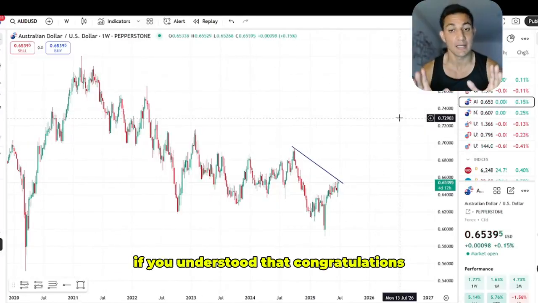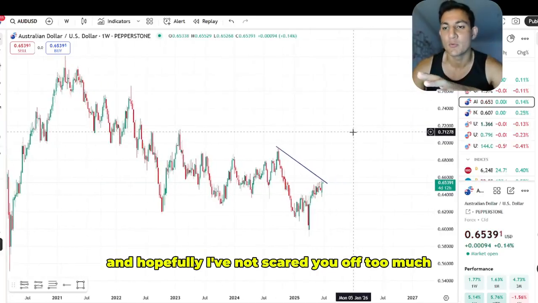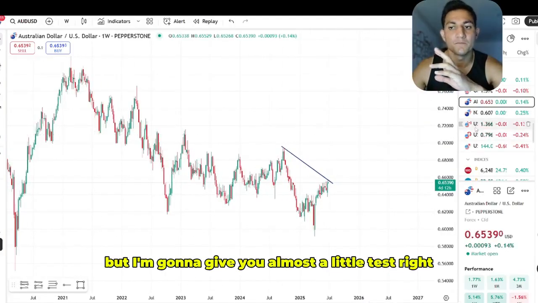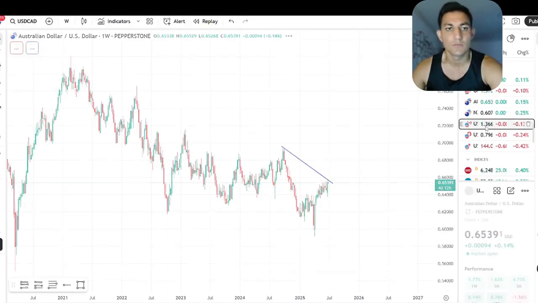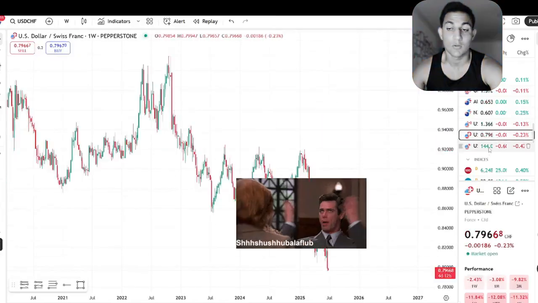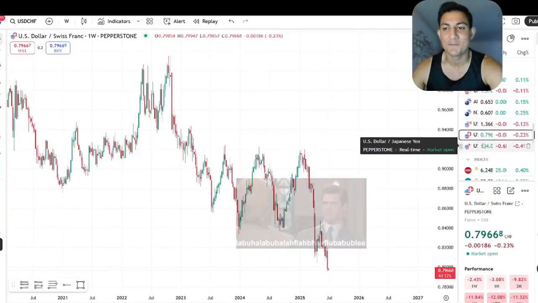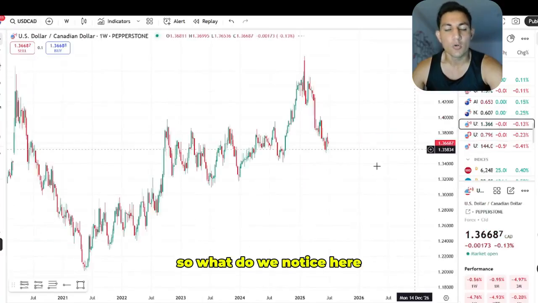Now, if you understood that, congratulations, because that's very, very advanced. Hopefully I've not scared you off too much, but I'm going to give you almost a little test, right? So all of these currencies have USD at the end. What we're now going to do is look at dollar CAD, dollar Swissy, and then dollar yen, right? So what do we notice here?